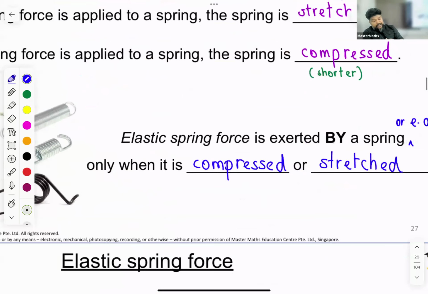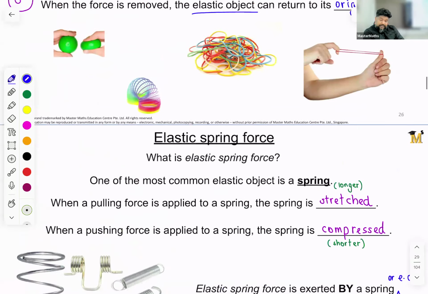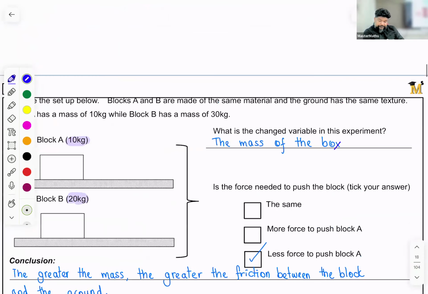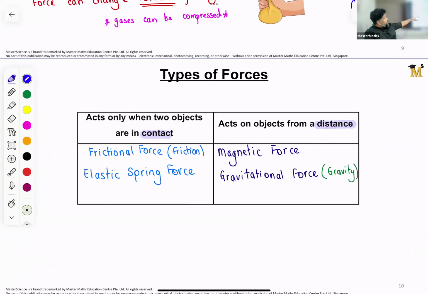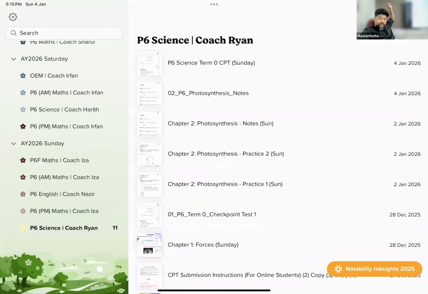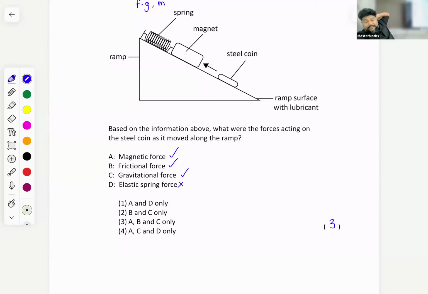Remember, we learned that there are forces that need to be in contact to work, right? There are two forces that need to be in contact to work. Where's that page? Here. They need to be in contact. Elastic spring force. Did the spring touch the coin? Never. Aina, what was your answer? 4 also. Same thing. Did the spring touch the coin? Zyrul, what was your answer? 3. Oh, that's good. Nice.